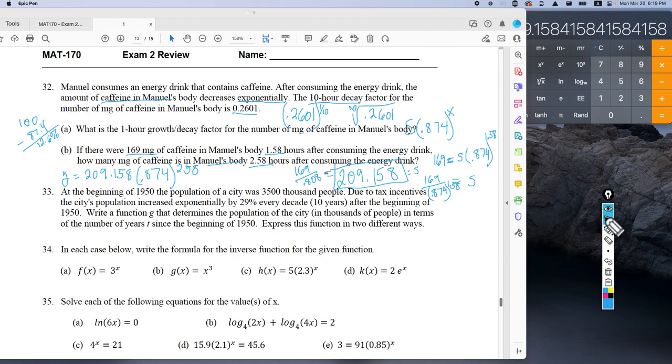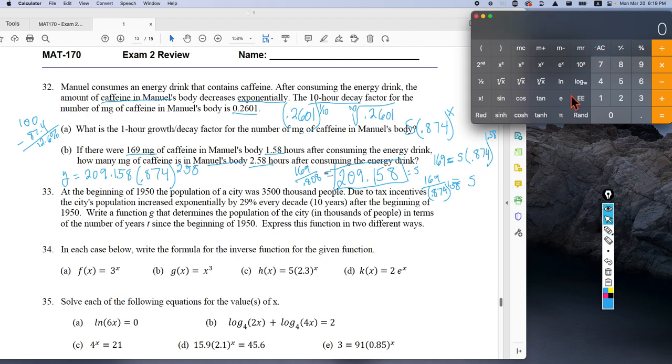So, clear. We're going to start with 0.874 raised to the 2.58 power. That's 0.76 such and such. And we're going to multiply that by 209.158. And so that tells us the answer to this one should be 147.77.